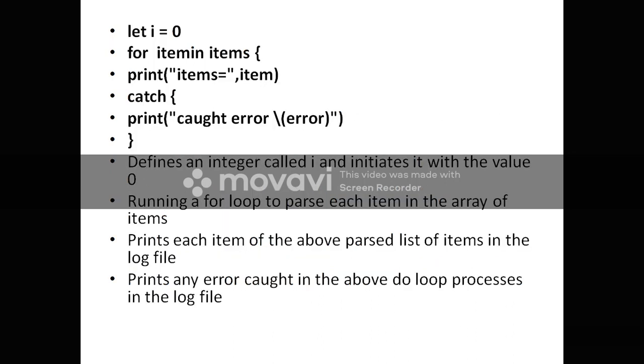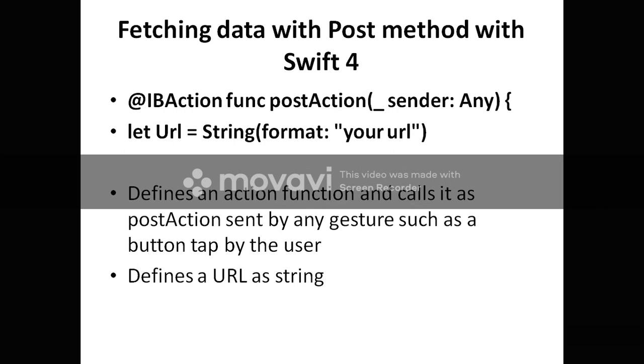The next code defines an integer called I and initiates it with the value 0, running a for loop to pass each item in the array of items, prints each item of the above passed list of items in the log file, and prints any error caught in the above do loop processes in the log file. Next, we learn about fetching data with the post method in SwiftUI Swift 4.